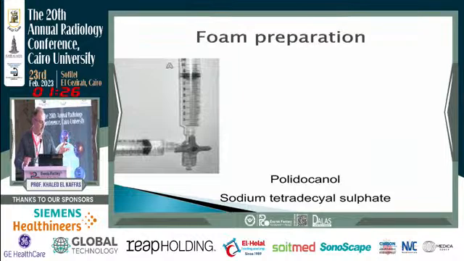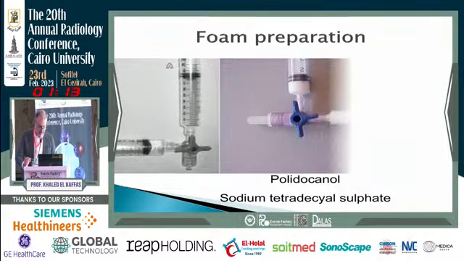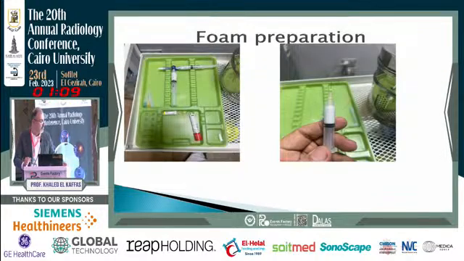We mix a sclerosing material like polidocanol or STS with air in a technique called the Tessari technique, with a three-way stopcock and two syringes. The gas to liquid ratio is 4:1. We mix it to create foam. This is the appearance of the foam. The setting for this is an outpatient procedure. We do it in the office. It's a very simple maneuver.